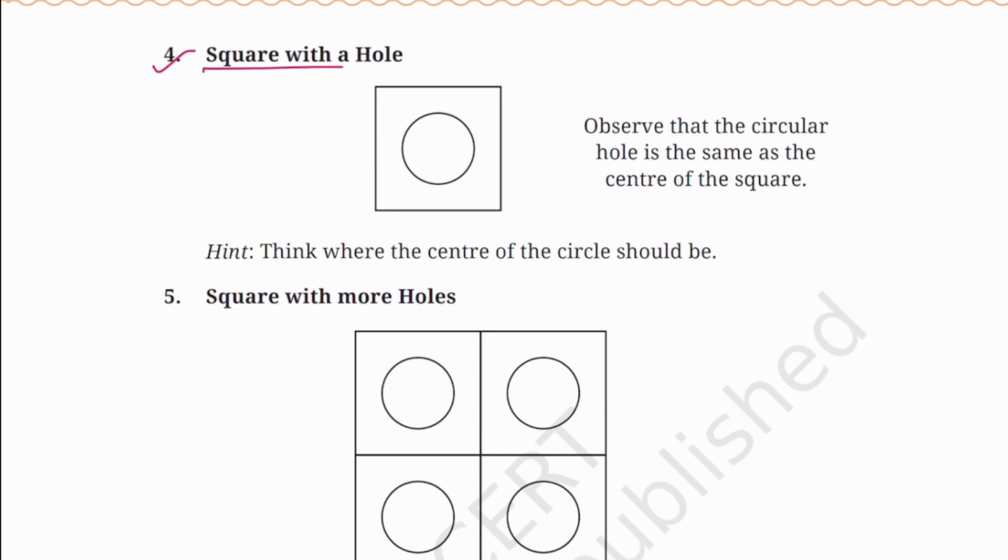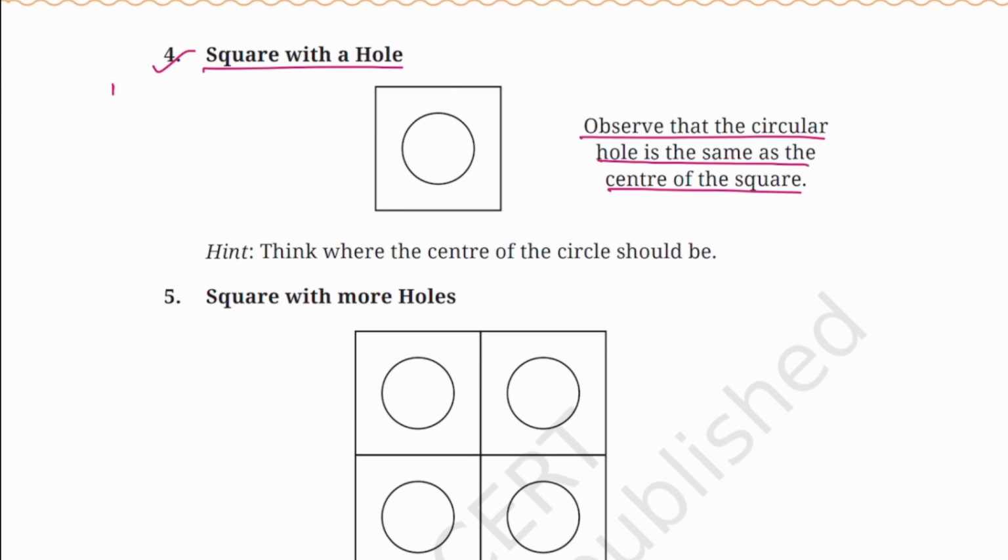4. Square with a hole. Observe that the circular hole is at the same center as the center of the square. You can see, if you enlarge the center of the square, you will get a circular hole like this. So you need to find the center of the square.